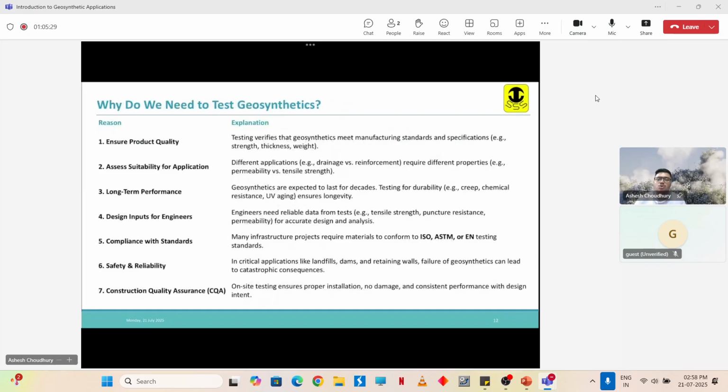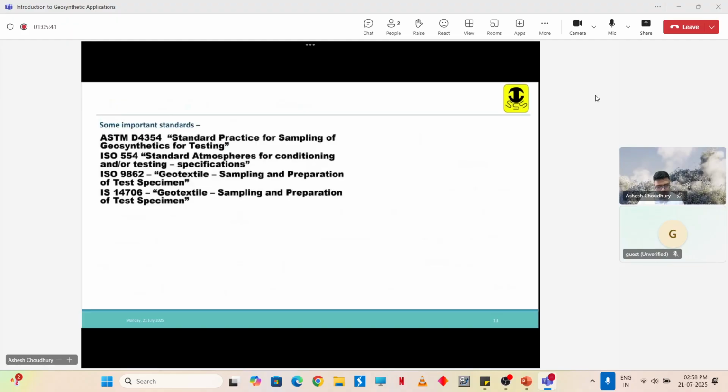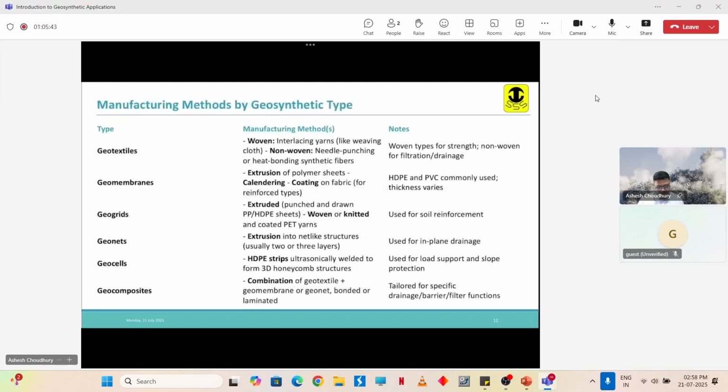So why do we actually need to test geosynthetics, right? What is the purpose of testing geosynthetics? We saw the different manufacturing methods. Now say you have ordered some samples from a supplier, and you want to check whether these samples meet the criteria that you had asked the supplier for.